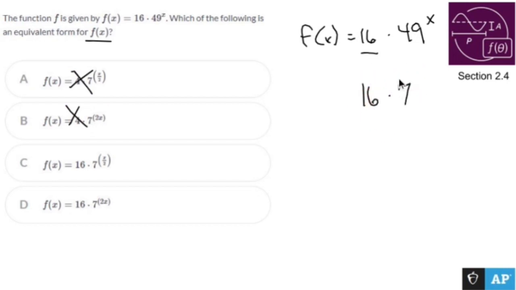So 49 is 7 squared, to the x. When you have an exponent to an exponent, you multiply the exponents. So this can be written as 16 times 7 to the 2x, which is D.